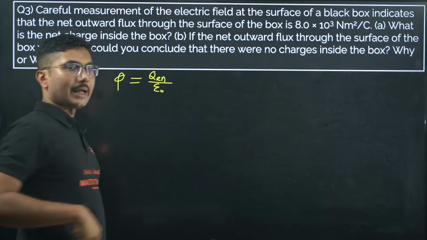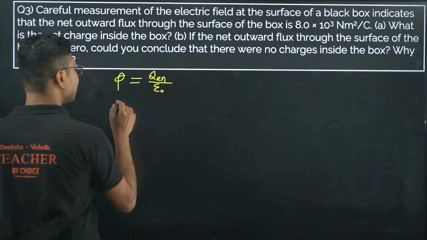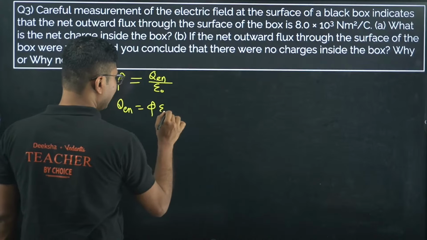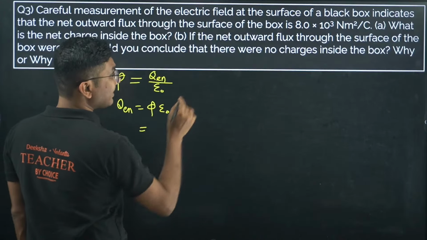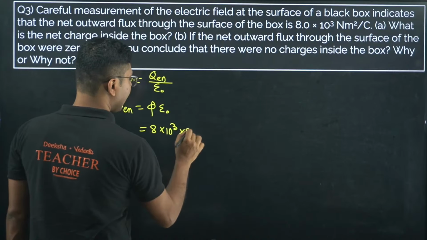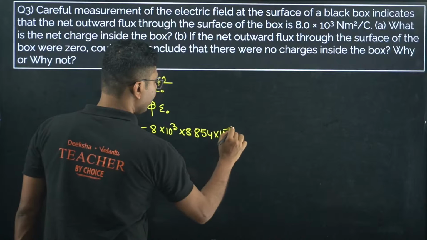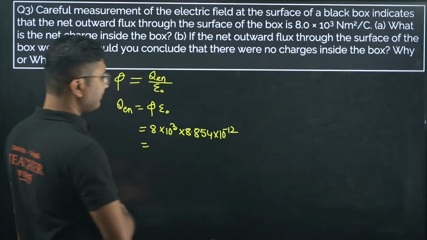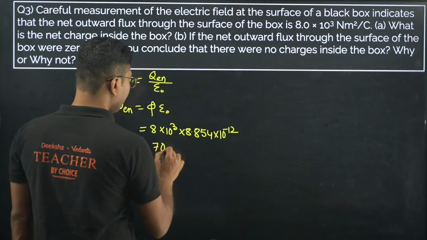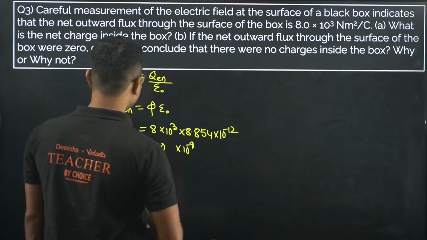Okay, Q enclosed by epsilon naught is given, and they are asking you what is the net charge inside. Net charge inside, that is Q enclosed equals phi into epsilon naught. Phi is given here, 8 into 10 to the power of 3. Epsilon naught is 8.854 into 10 to the power of minus 12. So it will be 70 point something, into 10 to the power of minus 9. Calculate it.